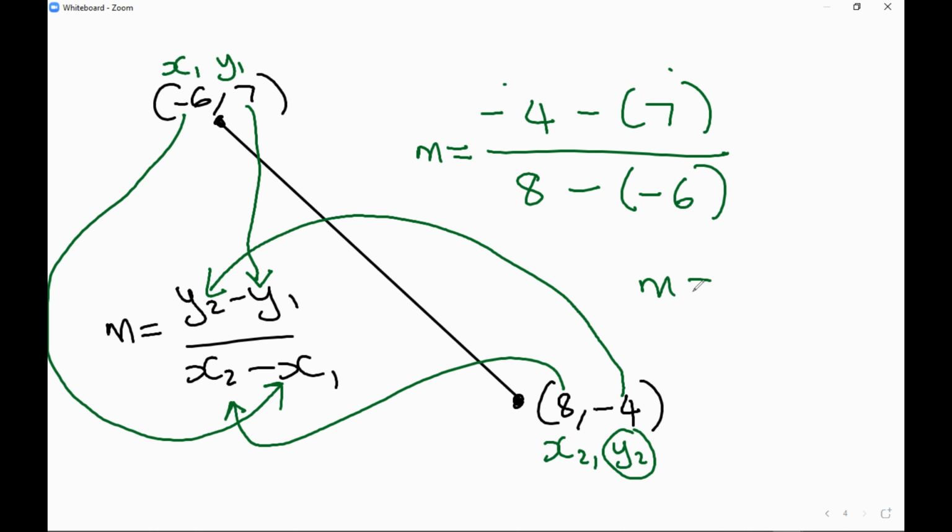Now, negative 4 minus 7 is negative 11. And 8 plus 6 is, because this is a plus, right? Two negatives become a plus. And 8 plus 6 is 14. So the gradient will be negative 11 over 14. Okay? All right.